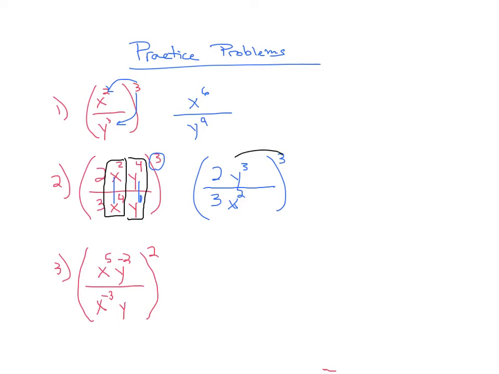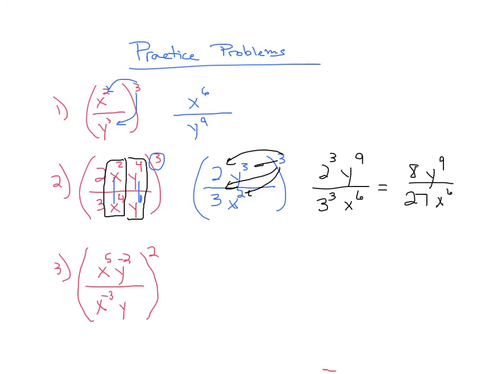Now I'm going to go ahead and sort of distribute this in. Don't forget, it goes to everything on the inside. 2 to the third, y to the third, power to a power, we multiply the exponents. 3 to the third, and x squared to the third, which is, again, multiplying the exponents, to the sixth. The last thing to take care of is simply the numerical exponent. So 2 to the third will be 8, and then 3 to the third will be 27, and there's our answer. Last one.